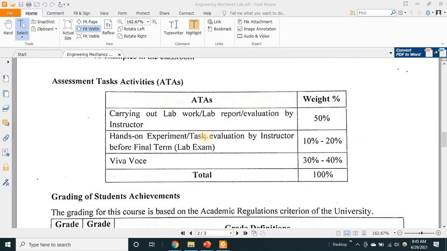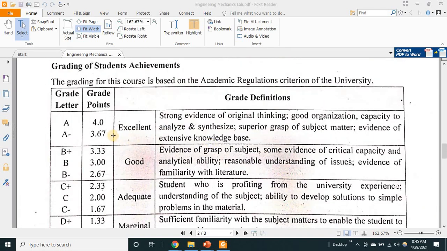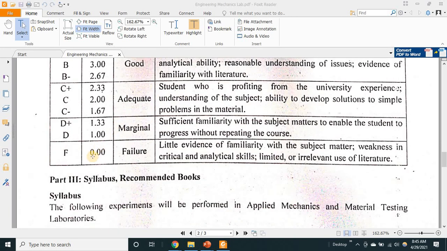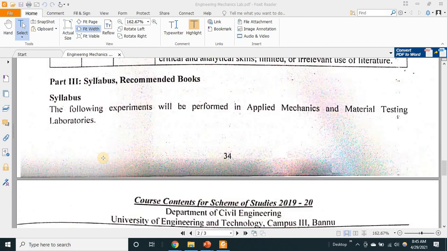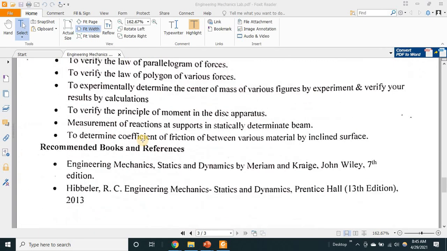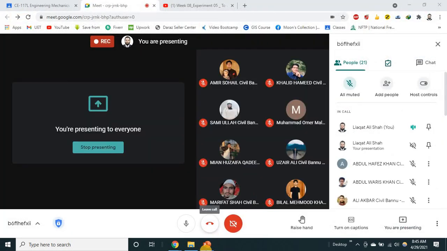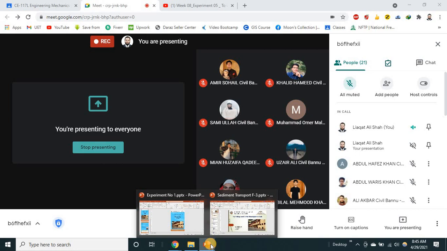I have already discussed this table, and this is the grading criteria. You know that grade A consists of 4 grade points, and similarly F consists of 0. Engineer Tahir has already shared the book with you in the Google Classroom, so you can take help from that book. Alright, now we come to our experiment.